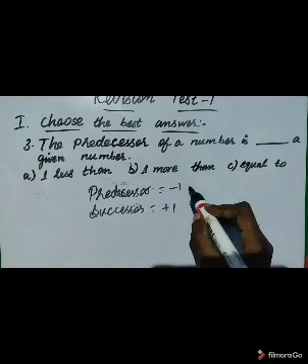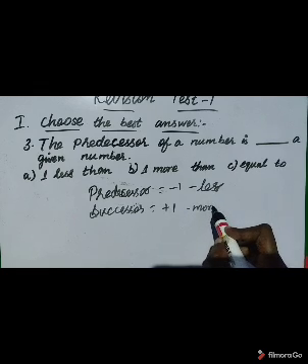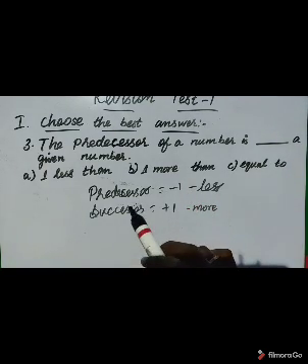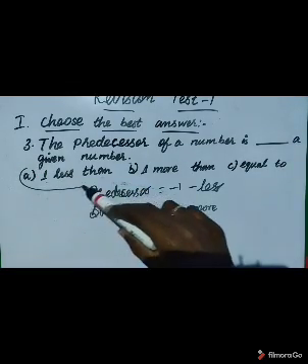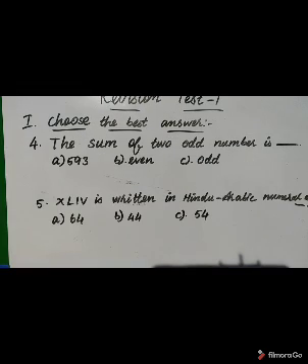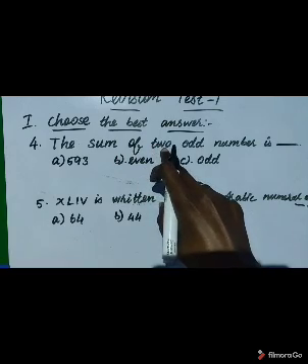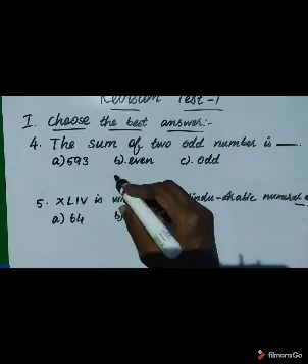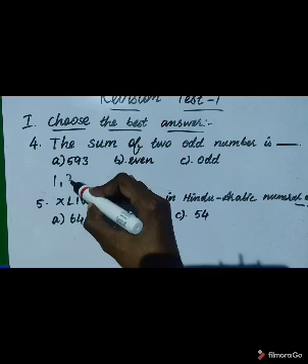Fourth one, the sum of two odd numbers is dash. So they are asking the sum of two odd numbers. They have not mentioned any number. So let's take two odd numbers. Already you know odd numbers end in which numbers? 1, 3, 5, 7 and 9. So if it is ending in any one of these numbers, that is an odd number. So let's take any two of these odd numbers. So I am taking 3 and 5. Sum means what you have to do, you have to add. So 3 plus 5, what do you get? 8.